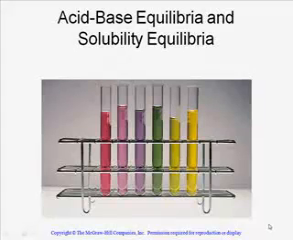Okay, in this chapter we're going to look at some applications involving acids and bases, more specifically titrations, and also we're going to carry our study of solubility a little bit farther and incorporate the effects of pH in that.